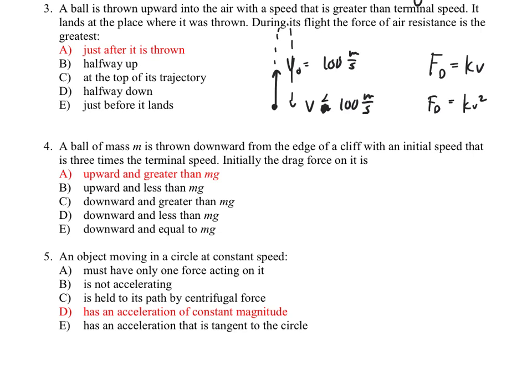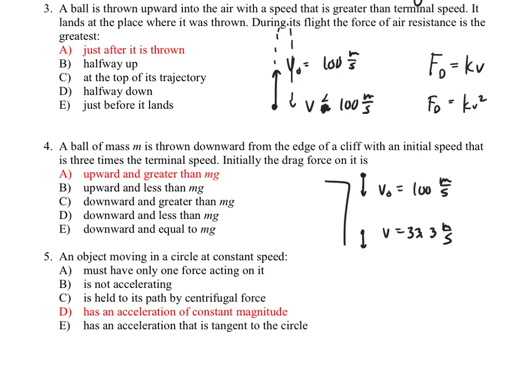I know it's a bit tough, right? So here, let me give you a diagram. Here's the object. You're on a cliff. It's thrown downward with a velocity initially of, say, 100 meters per second. We know that that is 3 times the terminal speed. So as it starts to fall, it's going to approach terminal velocity, which is only going to be 33.3 meters per second.